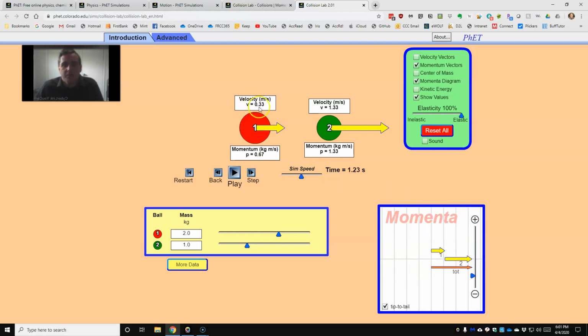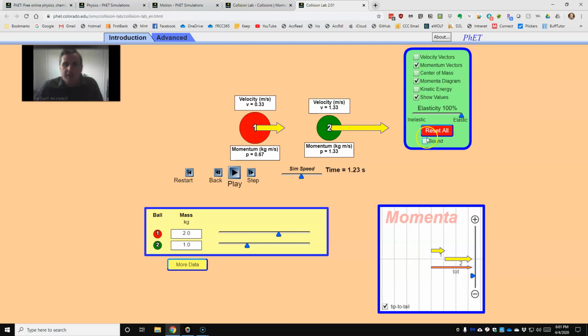That is 1/3 of a meter per second times 2 kilograms gives 2/3 kilogram meters per second. But look at this ball. This ball has 1 kilogram times 4/3 meters per second. And I think that 2/3 plus 4/3 is 6/3, which is 2 kilogram meters per second. Notice that's exactly the same total momentum we had before. Okay? So this is kind of the idea.